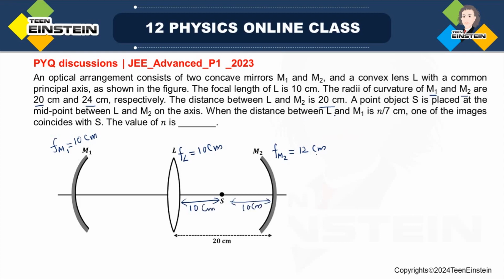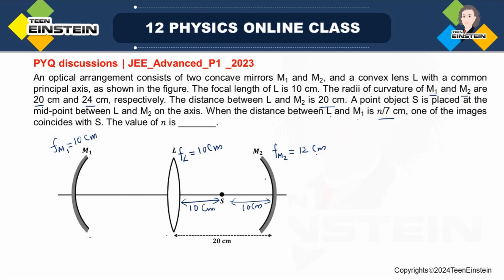When the distance between L and M1, that means you need to find out the distance between mirror M1 and the lens, is n by 7 centimeter, one of the images coincides with S. The value of n is dash. So you have to find out that particular distance between M1 and L for which at least one of the images will be coinciding with the source itself. That means the final image will be forming at the source. So this is the question.